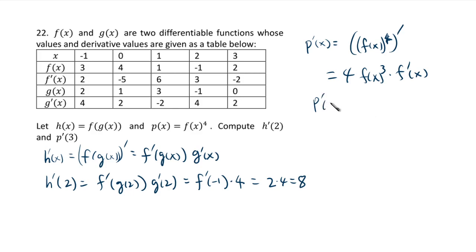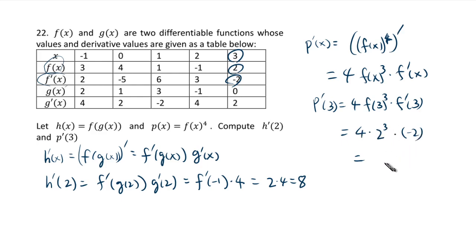Therefore, p prime of 3 is now 4 times f of 3 to the cubed times f prime of 3, and f of 3 is 2, so it's 2 cubed. F prime of 3 is negative 2, so that's negative 2. That's 8. 8 times 4 is 32, times 2 is 64, so negative 64 is the answer.